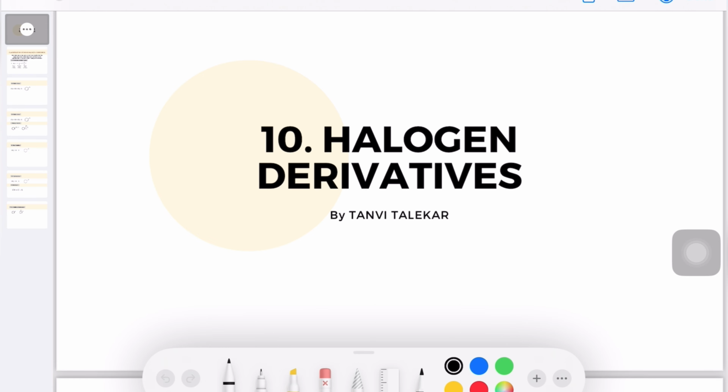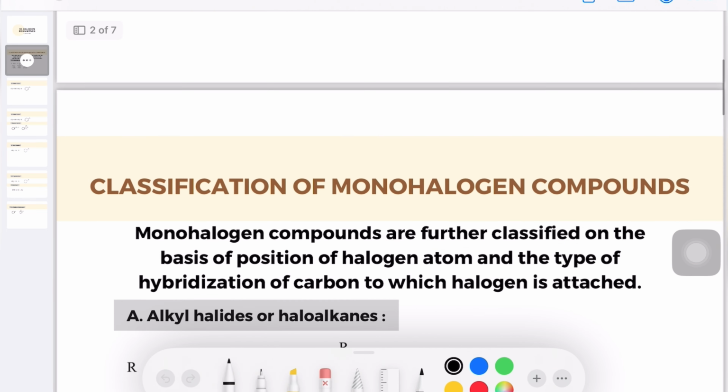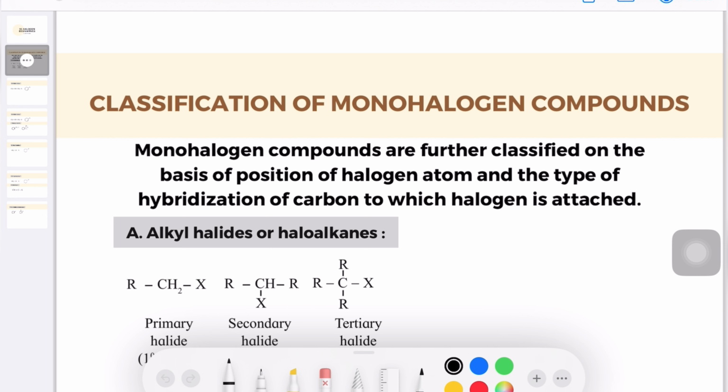In the last lecture we studied the classification of halogen derivatives on the basis of hydrocarbon skeleton and the number of halogen atoms attached to the hydrocarbons. In today's lecture we start the classification of monohalogen compounds. Monohalogen compounds are further classified on the basis of the position of the halogen atom and the type of hybridization of the carbon to which the halogen atom is attached.